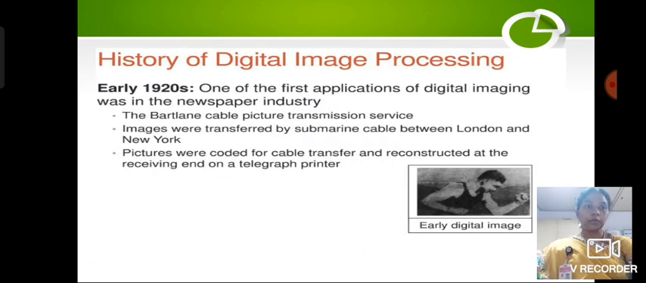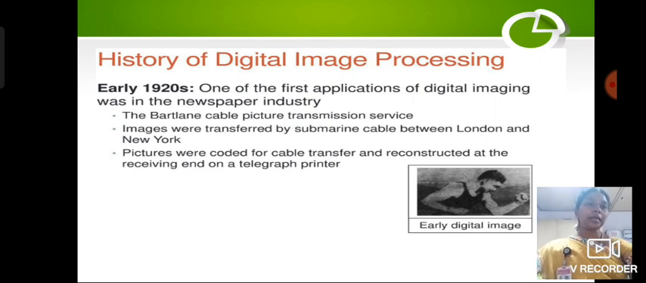Now we are going to see the history of digital image processing. In the early 1920s itself, digital image processing was used in the newspaper industry. The newspaper industry was the first application of digital image processing, along with the Bartlane cable picture transmission service. That was the first image transmission service to use digital image processing. The images were transferred by submarine cables, so they used cables to transmit images from London to New York. These pictures were coded for the cable transfer and reconstructed at the receiving end on a telegraph printer.